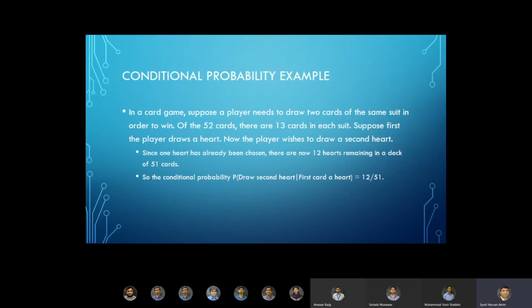So let's look at an example of a conditional probability to understand it better. In a card game, suppose a player needs to draw 2 cards of the same suit in order to win. Of the 52 cards, there are 13 cards in each suit. Suppose the first player draws a heart. Now the player wishes to draw a second heart. Since one heart has already been drawn, that is known, that is one event. There are 12 hearts remaining in the deck of 51. So the conditional probability, probability of the second heart that you can draw, given that the first heart has already been drawn, is 12 out of 51.